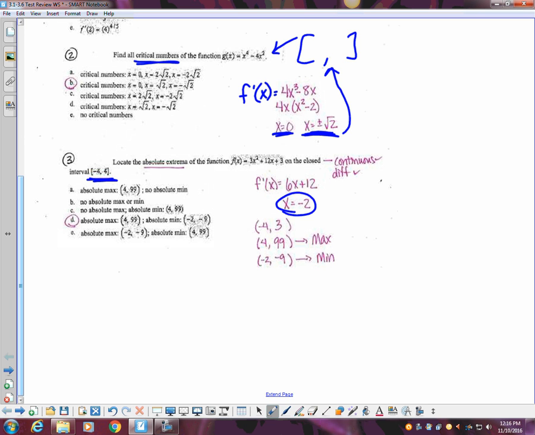So that is one of my critical values, but I also have to use my endpoints because that's the snapshot, that's the size of the graph that I'm interested in, just from -4 to 4. So make sure that you include those endpoints and the critical value you found from your derivative. To get your y values, you're taking all of your x values and plugging them into the original function, and then you're just picking your max and your min.